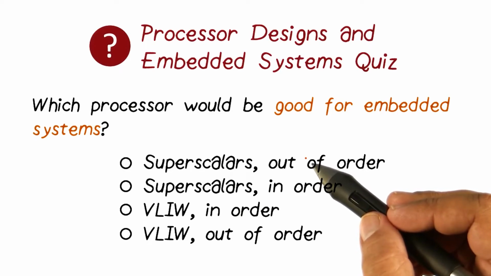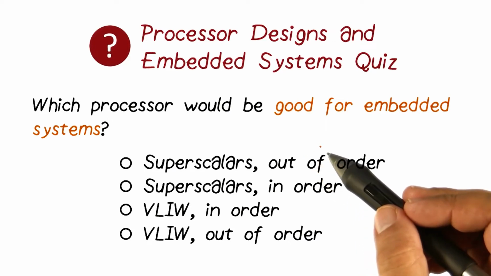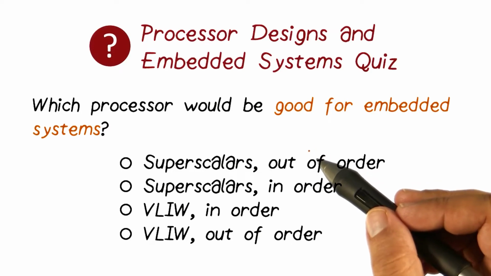Instructions that execute out of order with regard to their issue are called out-of-order processors. So multiple possibilities exist. Let's test our knowledge about these different possibilities through a quiz.